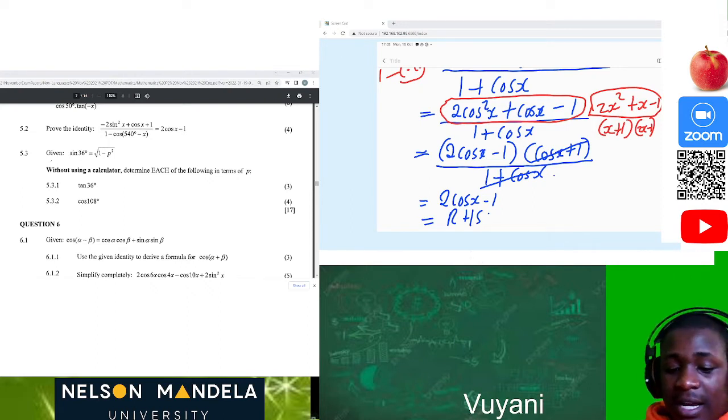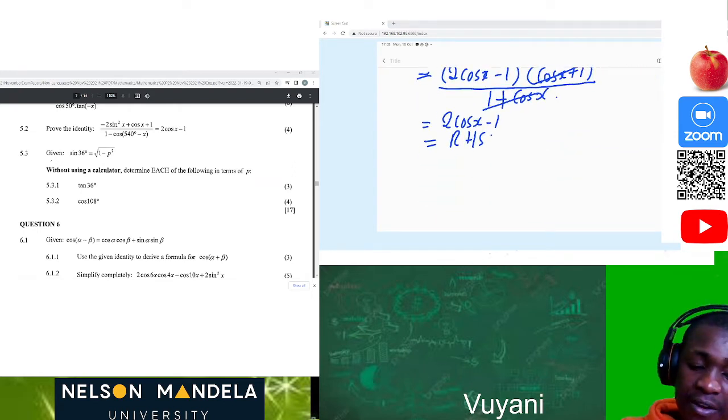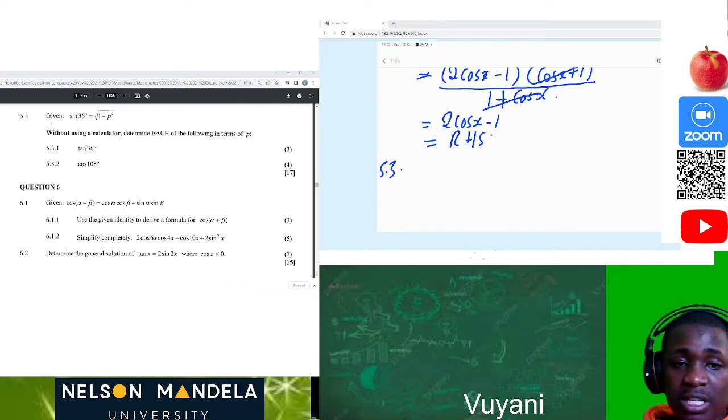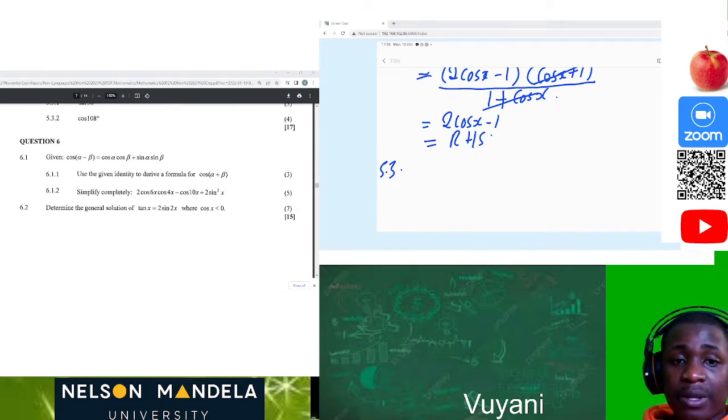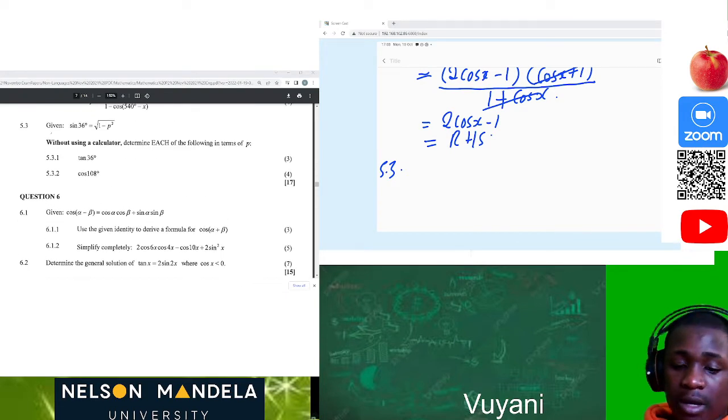Awesome. Moving forward to the next question, which is 5.3 now. So on 5.3, what do we have? Let's look. On 5.3, we are given sine of 36 degrees, which is equivalent to the square root of 1 minus p squared.